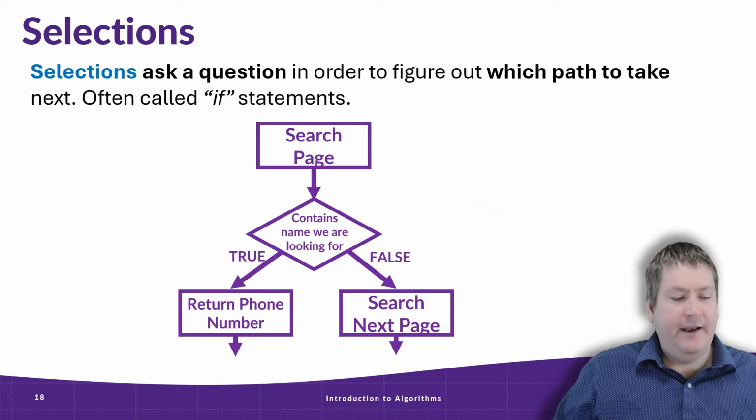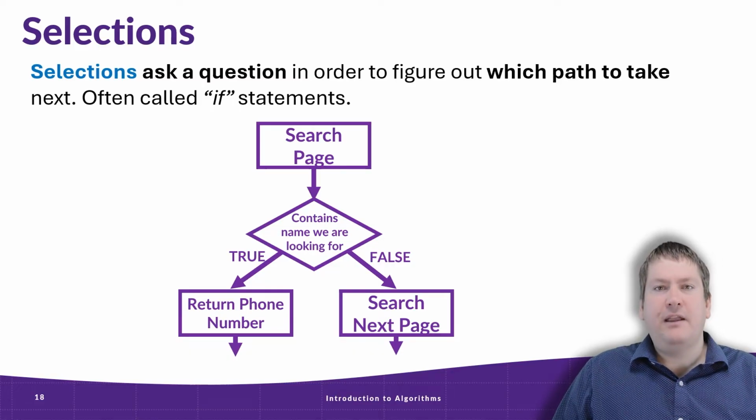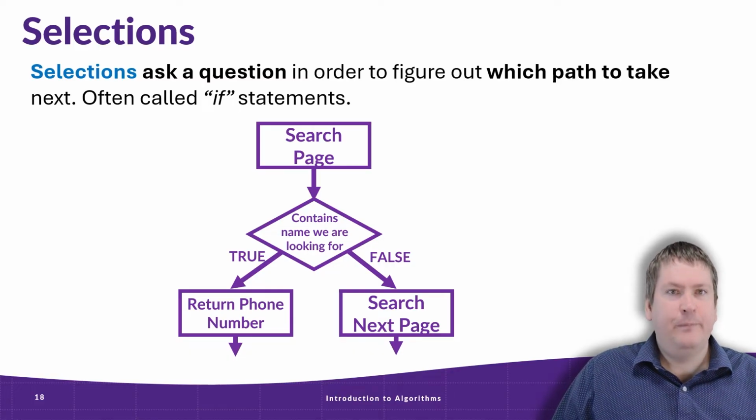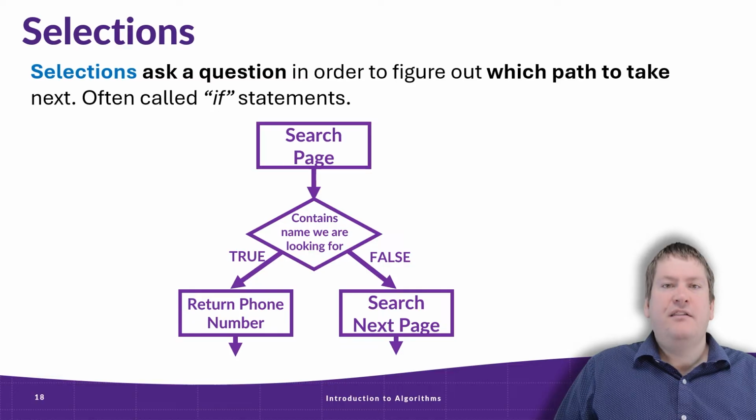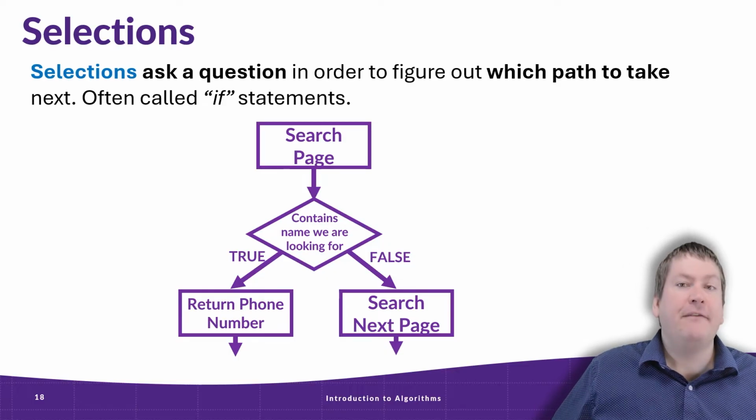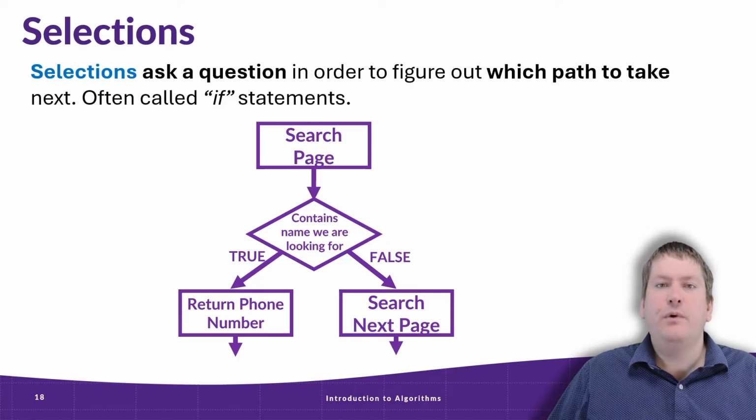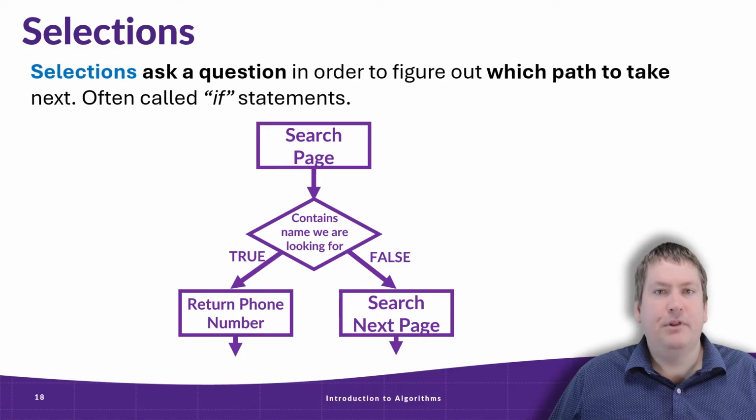So how might we make an algorithm to look up someone's phone number and address from a phone book like that? Well, part of the algorithm might use a selection statement like this. We open a page in the book, search it, and ask, does this page contain the name we're looking for? If the answer is yes, we return that phone number. If the answer is no, we might move on to the next page and keep looking.